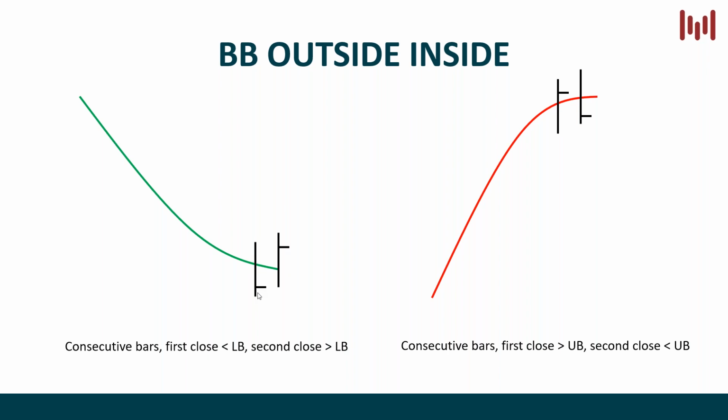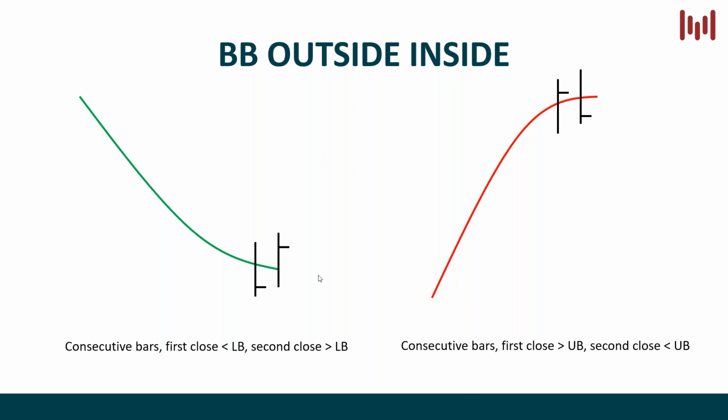If I look at the first bar, I can see that the close is below the lower band. And here, for the sake of this setup, which is called the Bollinger outside inside, I don't care about the high, I don't care about the low, I only care about the close, I don't care about the open either. Which is why I don't have the horizontal tick on the left, which is the open. I don't need it. The horizontal tick on the right is always the close.